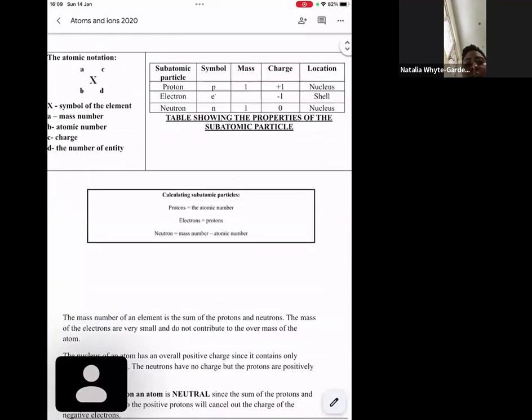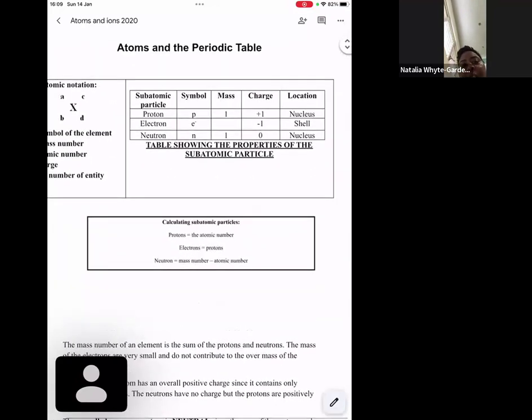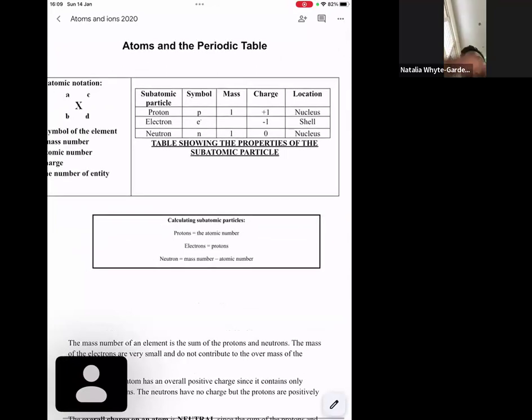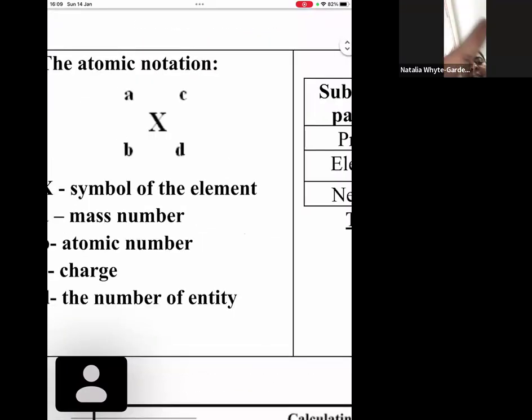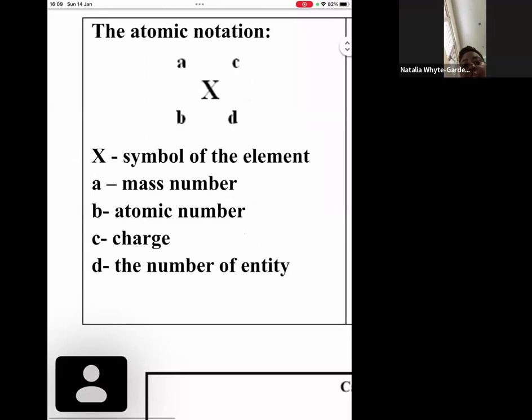This is the atomic notation. We have 3 subatomic particles. We have the atomic notation, which is X, A, B, C, D. X is the symbol of the element, A is the mass number, B is the atomic number, C is the charge, D is the number of entities. D is at the right-hand side, bottom right. C is the charge, which is placed at the top right-hand corner. A is the mass number, and B is the atomic number.